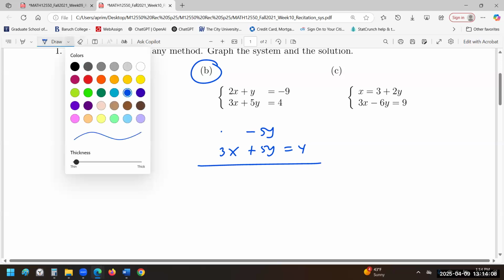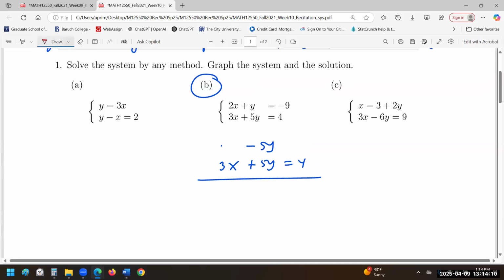So what can we do in the first equation so that the y will turn into negative 5y? Multiply the entire equation by negative 5. We have to multiply the entire equation because math is fair. If you multiply y by negative 5, you must multiply the x and also the number. So we get negative 10x minus 5y, and on the other side of the equal sign, 45.